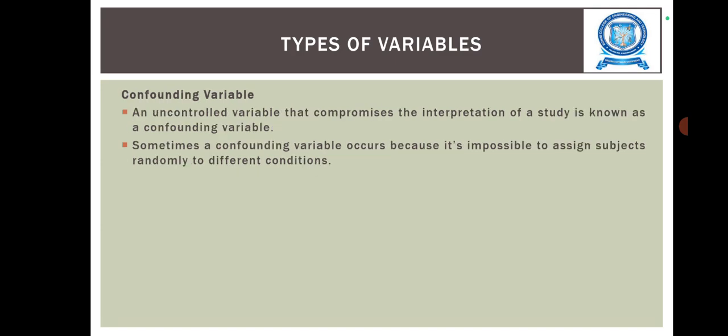Last one is the confounding variable. An uncontrolled variable that compromises the interpretation of a study is known as a confounding variable. Sometimes a confounding variable occurs because it's impossible to assign subjects randomly to different conditions.